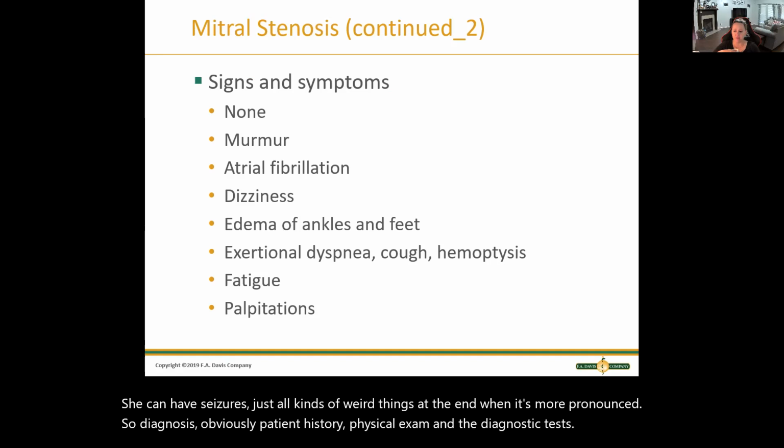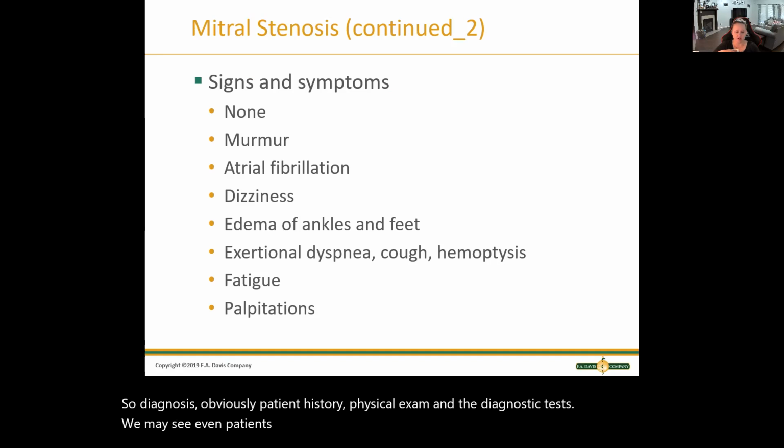The patient can have seizures, just all kinds of weird things at the end when it's more pronounced. So diagnosis, obviously patient history, physical exam, and then diagnostic tests. We may even see patients develop arrhythmias later on as their heart failure progresses. If they have heart failure and that progresses, we may see a very common one called atrial fibrillation.